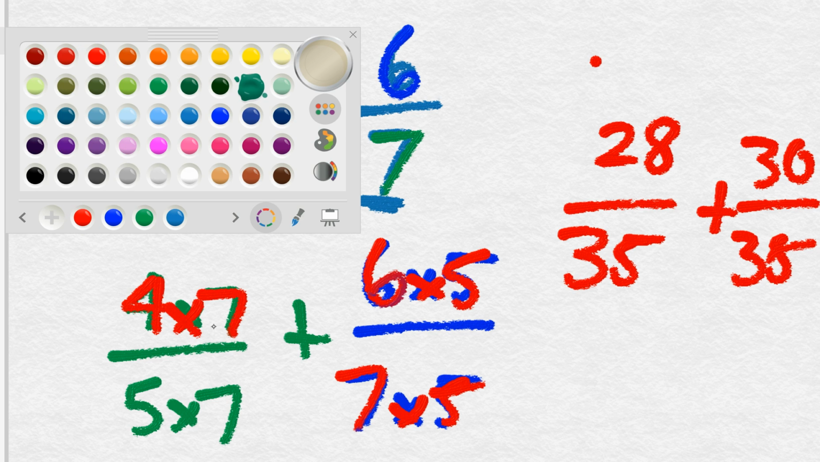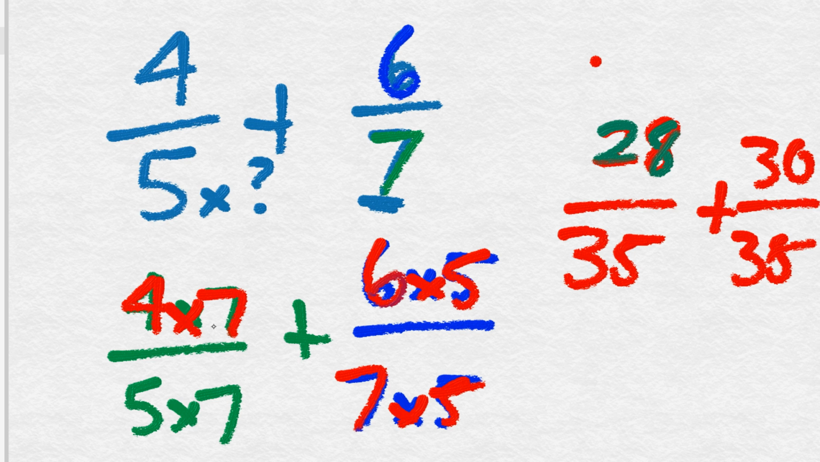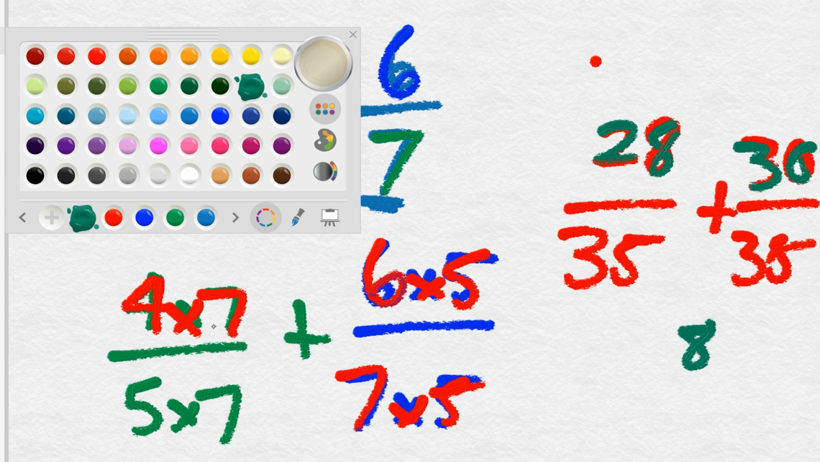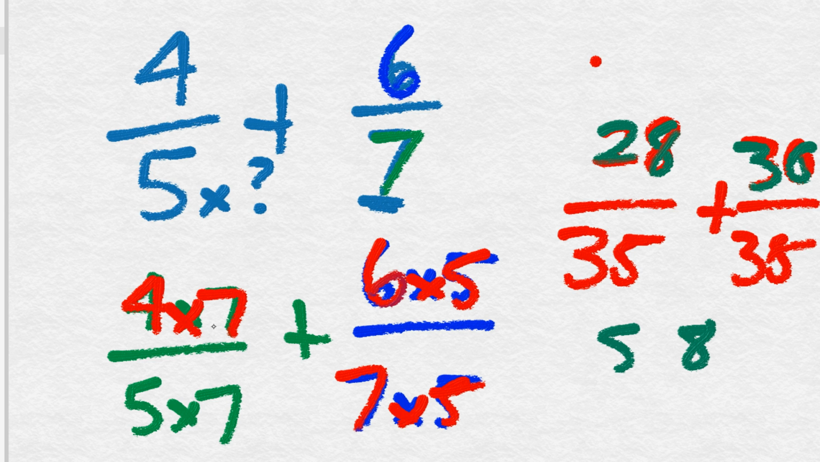The last part is to add them together. 28 plus 30 is 58 over 35.